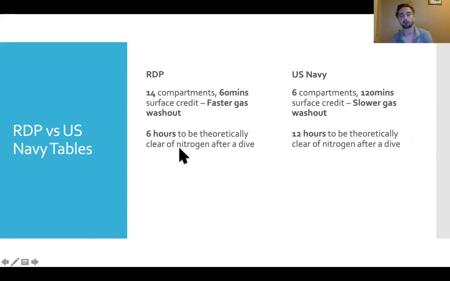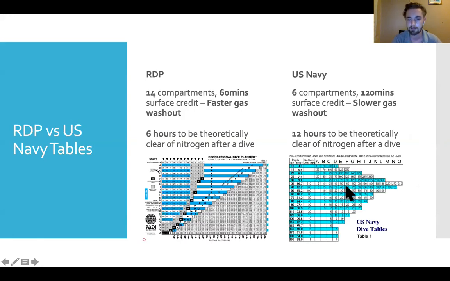With the RDP, theoretically within 6 hours, your body should be completely clear of nitrogen, whereas with the US Navy, it would be about 12 hours. And you can see the difference here. So the RDP is really meant for several dives in a day, right? If you're going out diving, you might be doing 3, 4, 5 dives in a day recreationally. So the limits are sometimes a bit shorter, but you're doing more diving. Whereas the US Navy table is looking at a specific single objective-based dive, maybe staying a little bit longer, but then spending much more time on the surface, allowing that nitrogen to safely leave their bodies.